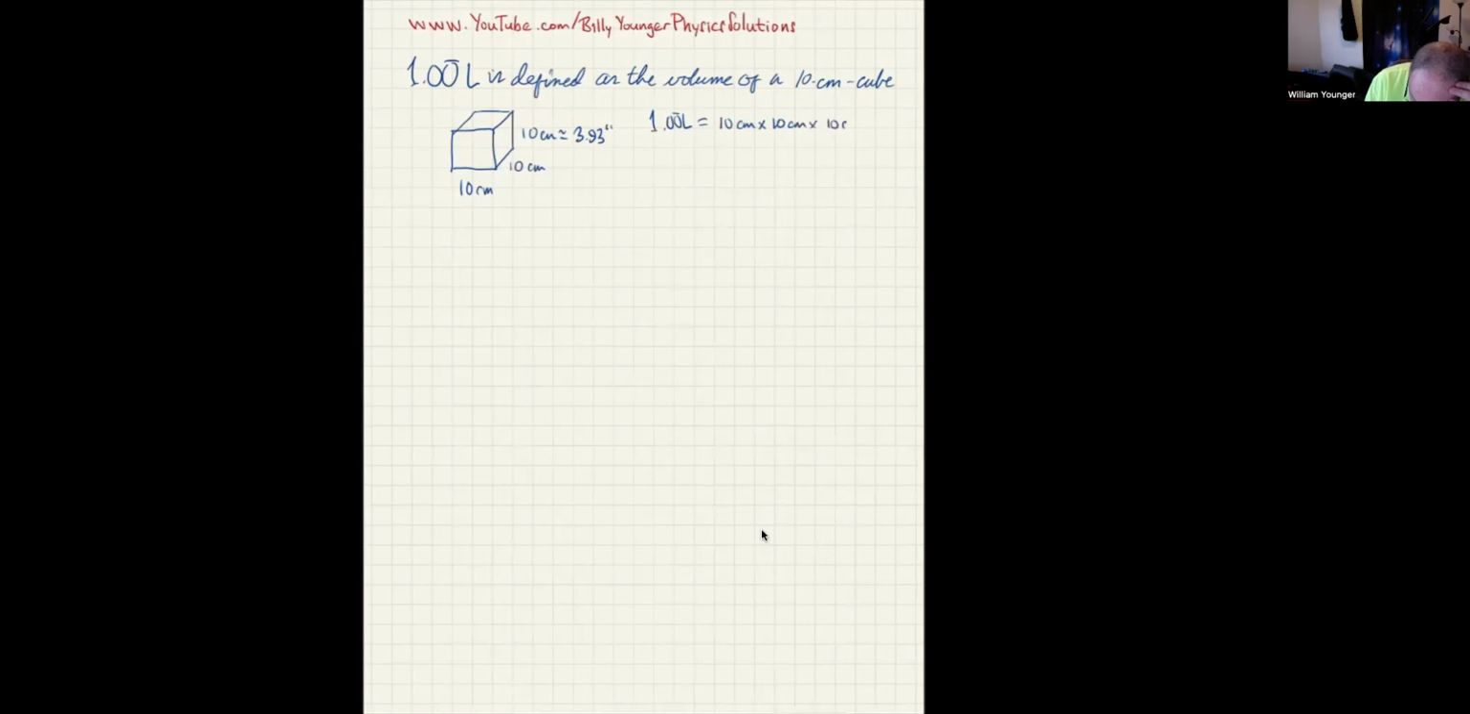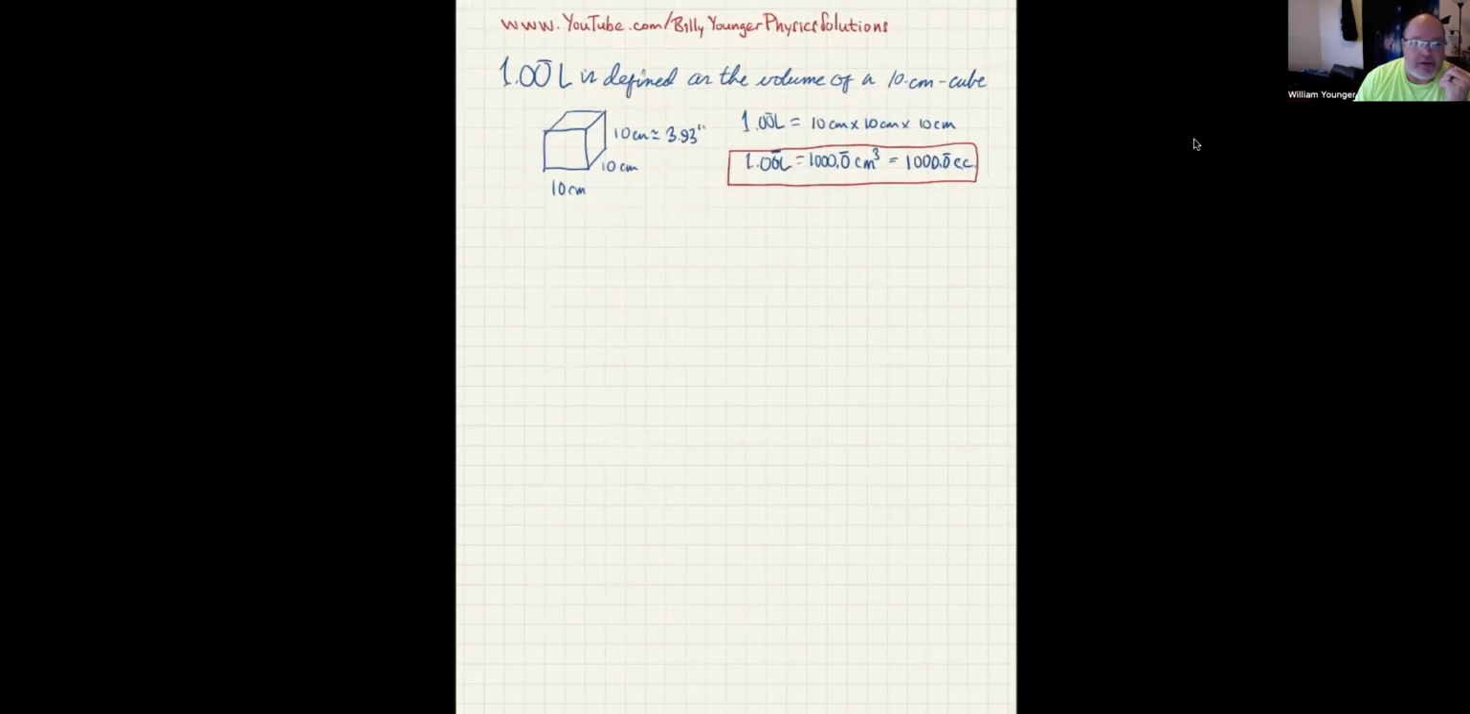Okay, so we can now see that the volume 1.00 liters is equal to 10 centimeters times 10 centimeters times 10 centimeters, which equals 1,000.0, because these are exact conversion factors. It's 1,000 cubic centimeters, which we also interchangeably call 1,000 cc's. So 1.00 liters is also equal to 1,000 cubic centimeters and 1,000 cc's. So that was the first part of our question. What exactly is a liter? And how many cubic centimeters are in 1 liter? Well, we see there's 1,000 cubic centimeters in 1 liter.